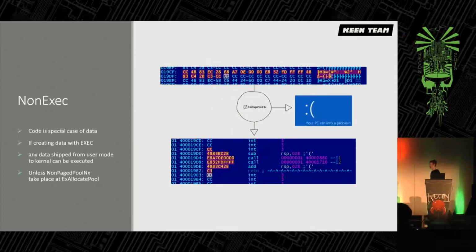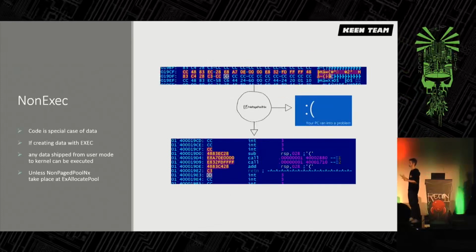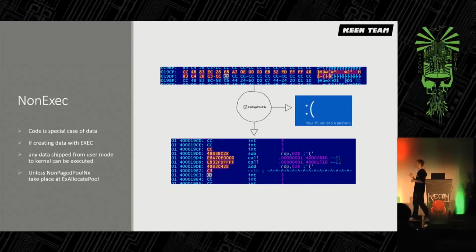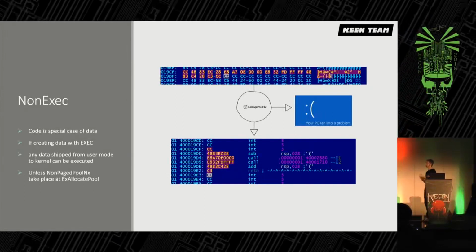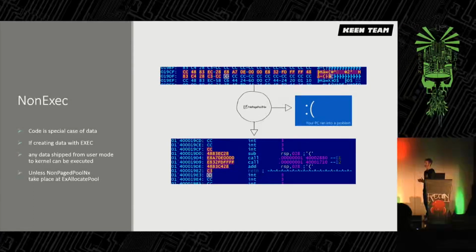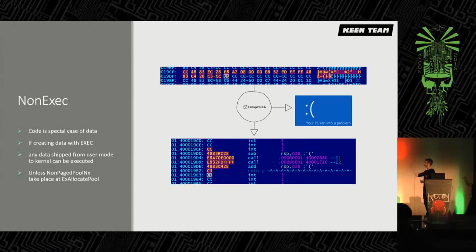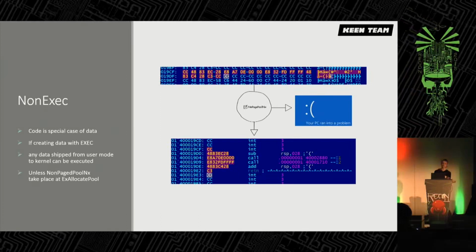And what makes these two mitigations so powerful is also the combination with the non-execute flag of the allocations. Basically, code is data, and the only difference is that data cannot be executed, and this non-execute flag makes the real difference between data and code.